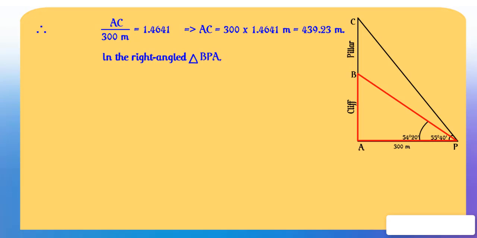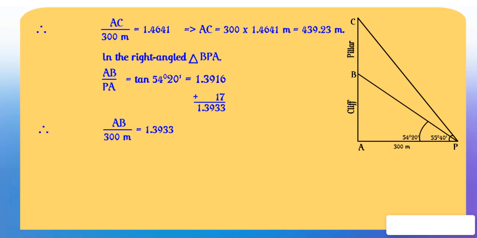Also, in the right angle triangle BPA, AB by PA is equal to tan 54 degrees 20 minutes is equal to 1.3916 plus 17 is equal to 1.3933.